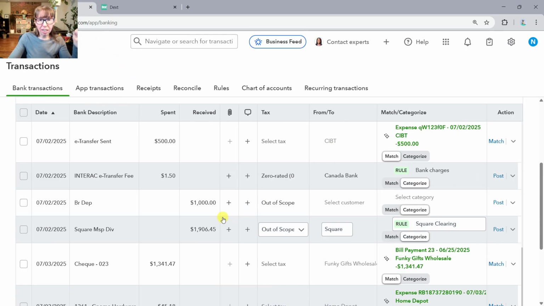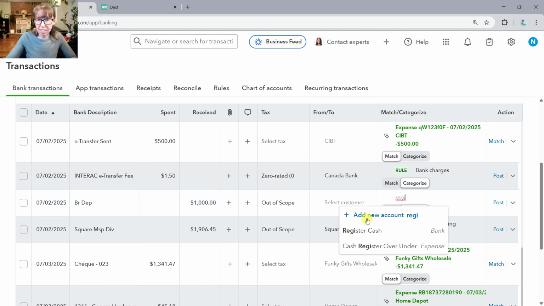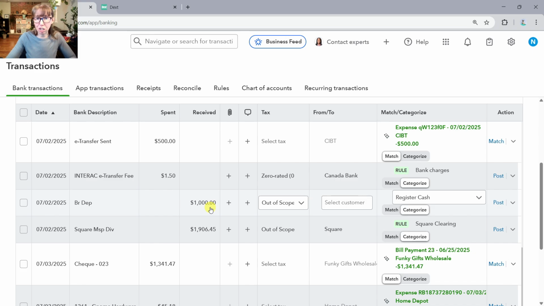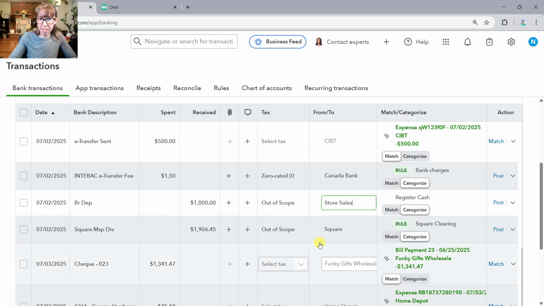So while we're here, let's go ahead and categorize this. We want to put this to register cash. That is to say we're moving money from register cash into the Canada Bank Checking. It's at a scope, and we can say that it's coming from the store sales. There it is. And I'm going to go ahead and just hit post.